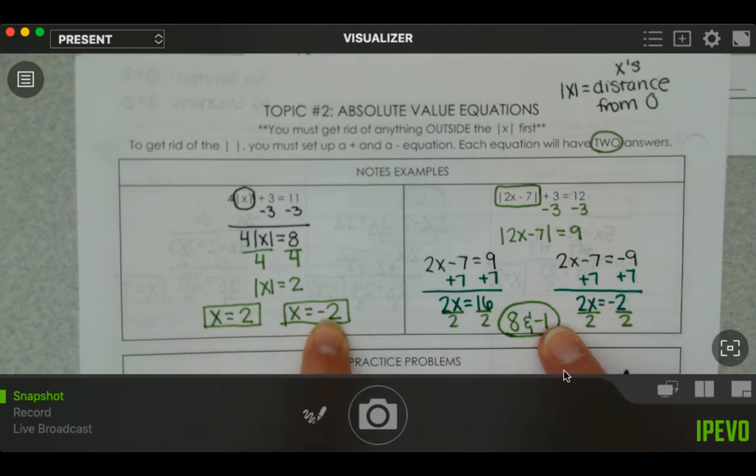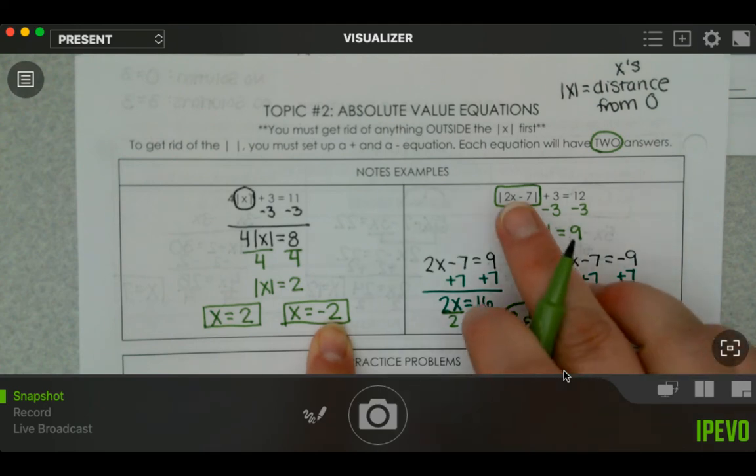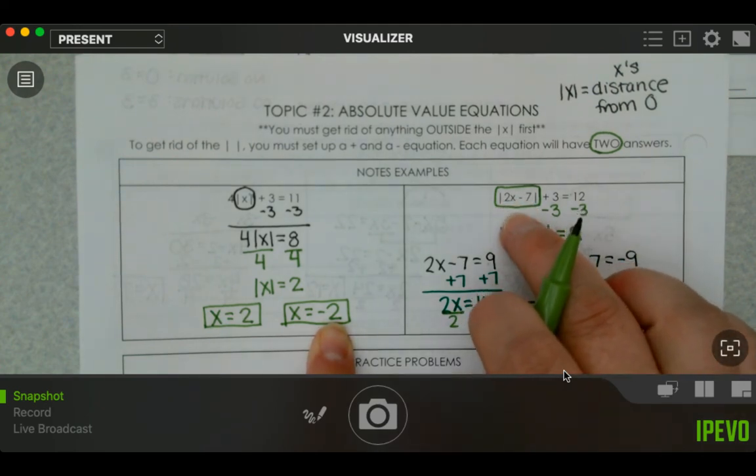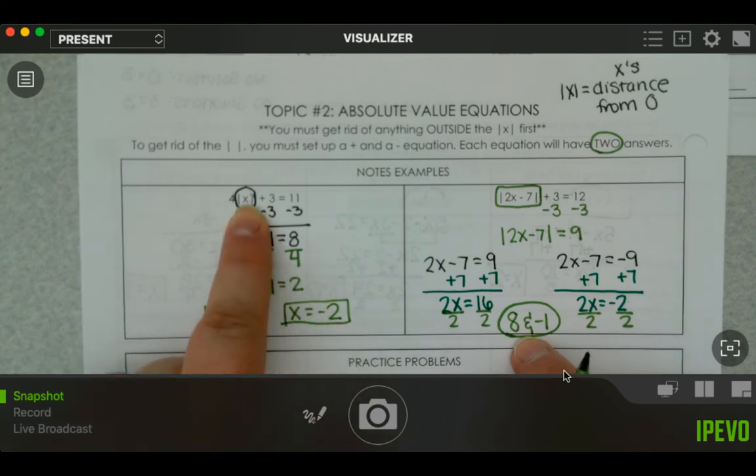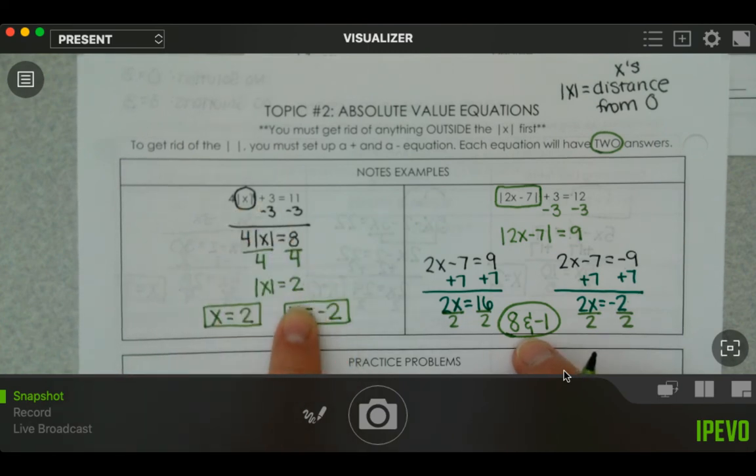Okay? Pay special close attention because if there's something inside with x, these aren't going to be the same number. If it's just x inside like this, it will be the same number.